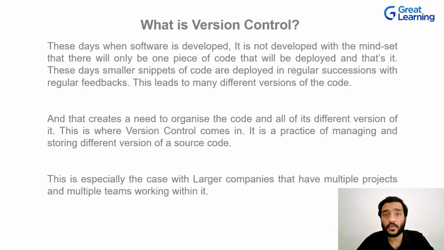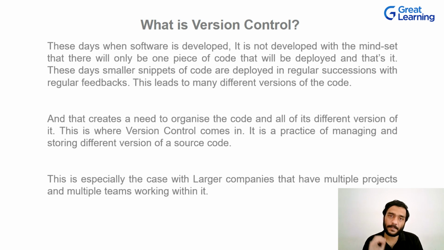So when you have so many different pieces of code, you need to clearly make sure they're structurally organized and maintained. And this is very important because if you don't do that, especially in a big organization, then there can be a lot of chaos really fast. And that's where we try to implement the philosophy of version control, right? So there is a need to organize all of this code and all of its different versions. This is where the philosophy of version control comes in, as it is the practice of managing and storing different versions of a source code, right?